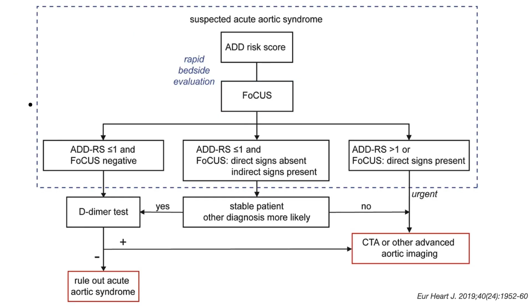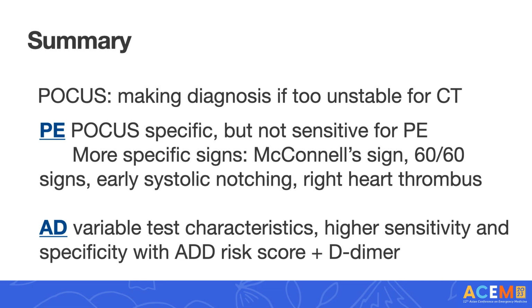The protocol they came up with based on this was they did the ADD risk score, then they did the ultrasound. If the risk score was greater than 1 or a direct sign was present on ultrasound, go straight to CTA and get the surgeon possibly involved. If the risk score was less than or equal to 1, and the ultrasound was negative, you could get a D-dimer. If the risk score was less than or equal to 1 and you had the indirect sign, you could consider either getting the D-dimer or you could get the CTA if there was no other diagnosis more likely.